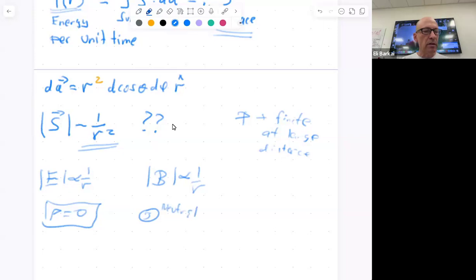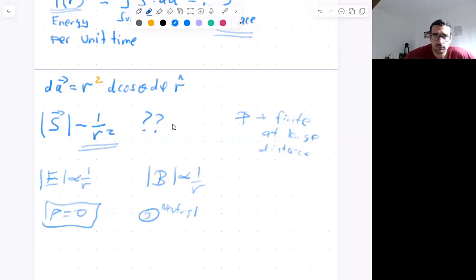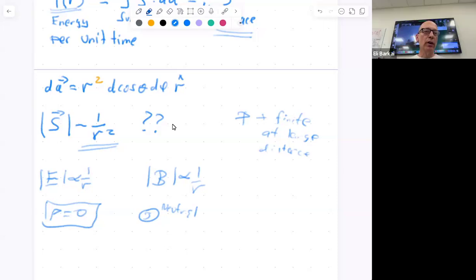In electrostatics, let's say it's even charged. What will be the E if it's charged? What does Coulomb's law say? 1 over r squared. So we want something that goes like 1 over r, or more correctly, we get something that will go like 1 over r, even if the system is not charged.